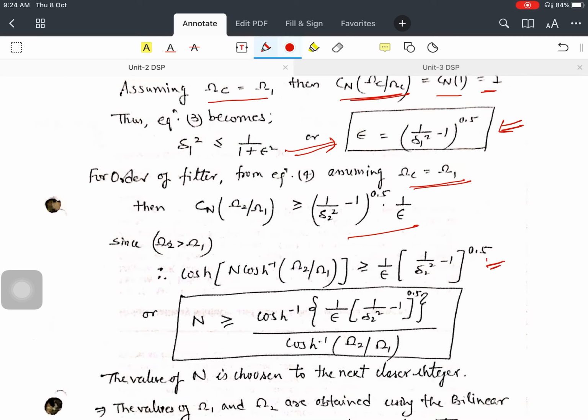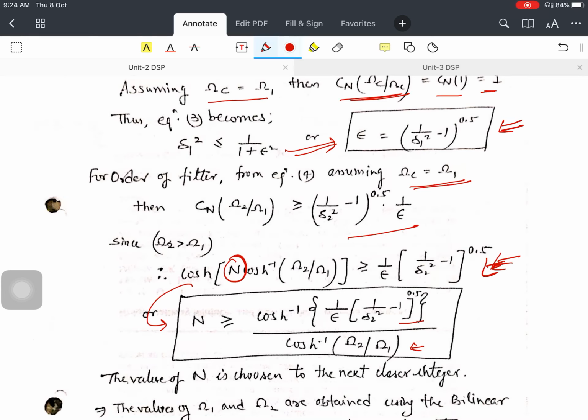Now from this equation we can calculate the value of n, because for any filter the first thing we have to calculate is the order of the filter. So from this equation we can easily calculate n, that is n greater than or equal to cosh⁻¹ of (1/ε multiplied with (1/δ2² − 1)^0.5) divided by cosh⁻¹(Ω2/Ω1).